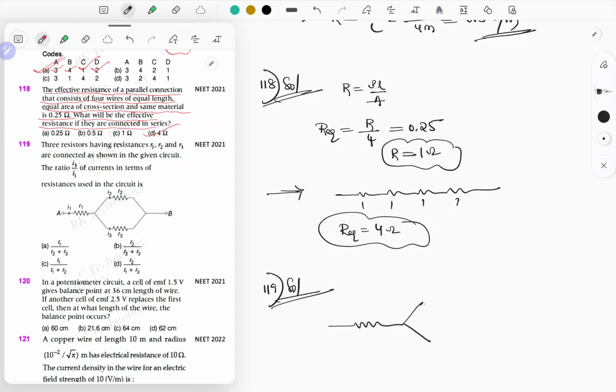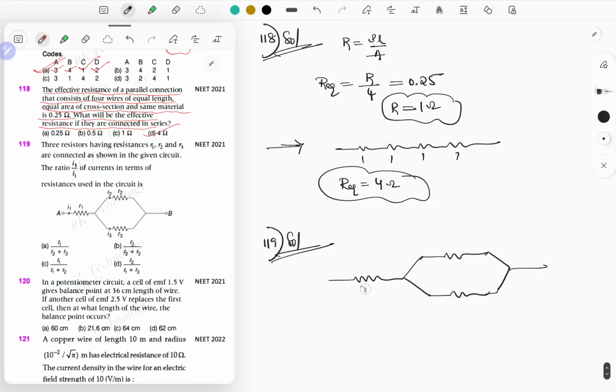You can use this method whenever there is a current division or a charge division. So this is R1, entering current is I1. This current is dividing here into I2 and I3, through R2 and R3. What's the question they are asking?